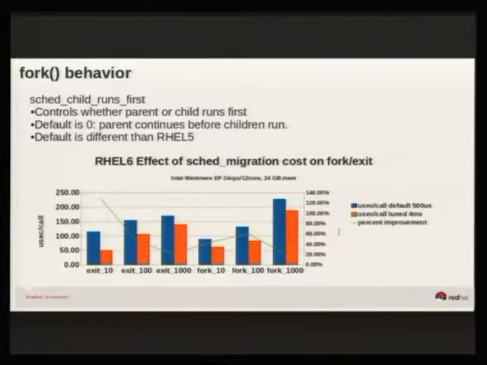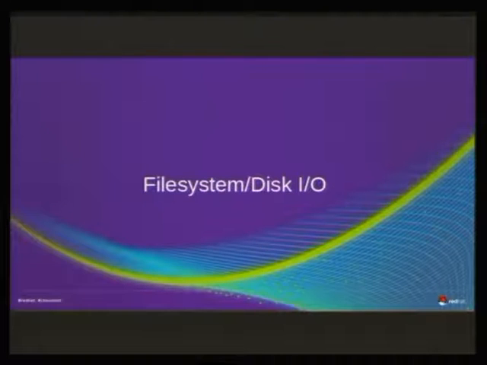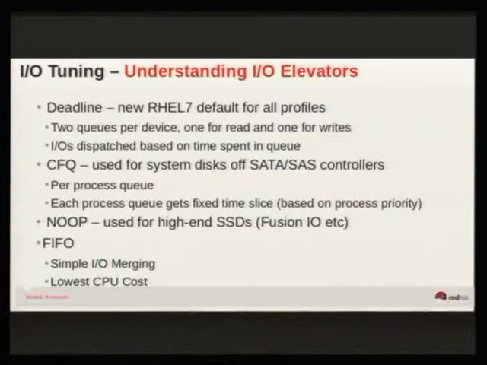There's another one called child runs first. This is a parameter that determines, when you fork a process, if there's not enough CPU available for both the parent and the child to run, who runs first. And once again, this has a fairly profound effect on a NUMA system because it might decide to run the child on another processor instead of itself. And once again, I'll get into some of this in a little bit of time. And then the other area that I wanted to talk a little bit about is file system and disk I/O.